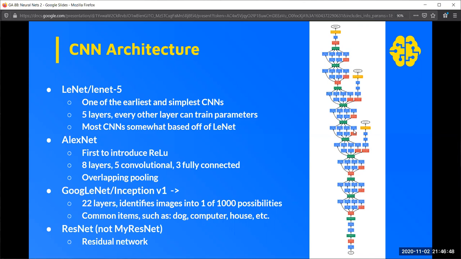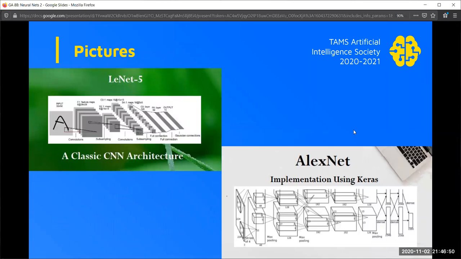Anyways, oh yeah, pictures. So this is LeNet 5. You have your input, and then you have your condensing, convoluting, making it smaller, smaller, smaller again, and then flattening into a vector and feeding that in. Then you have your output.